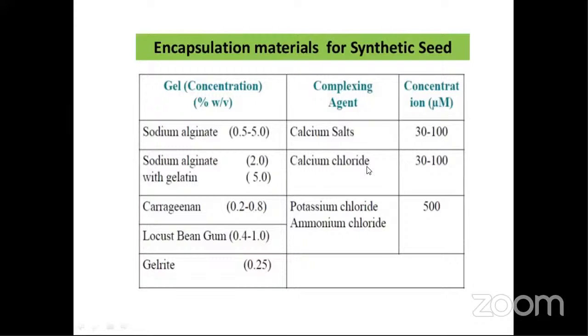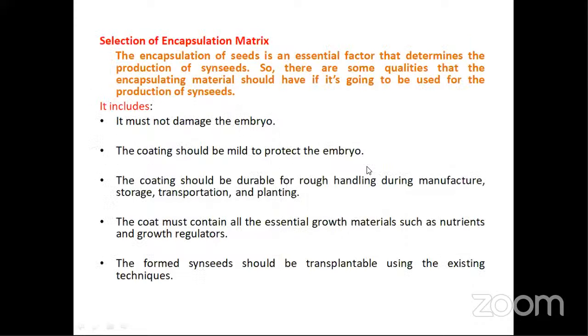Next, please. The selection of encapsulating material is very important during synthetic seed production. There are some qualities that the encapsulating material should have if it's going to be used for the production of synthetic seeds. It must not damage the embryo. The coating should be mild to protect the embryo. The coating should be durable for rough handling during manufacturing, storage, transportation, and planting.